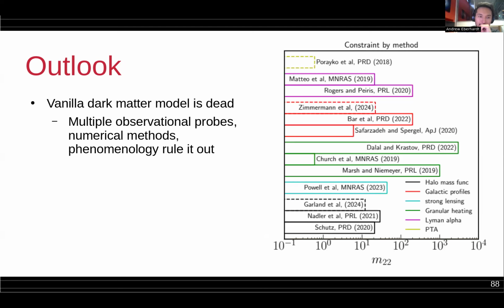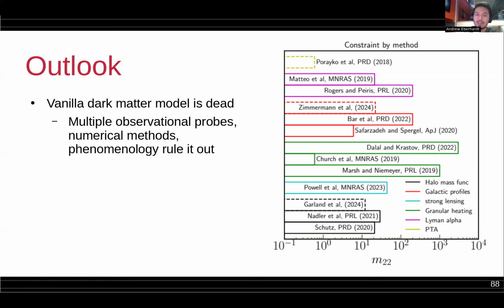The reason I say this is because not only are there many constraints, but these constraints cover a lot of different physics, all of which is telling us the same thing. For instance, if I sort the constraints by method, we have many observational probes: probes of the halo mass function, the profiles of specific galaxies, the strong lensing events of specific objects, the stellar dispersions of dwarf galaxies, Lyman Alpha forests, soon to be pulsar timing. All these things are telling us the same thing.